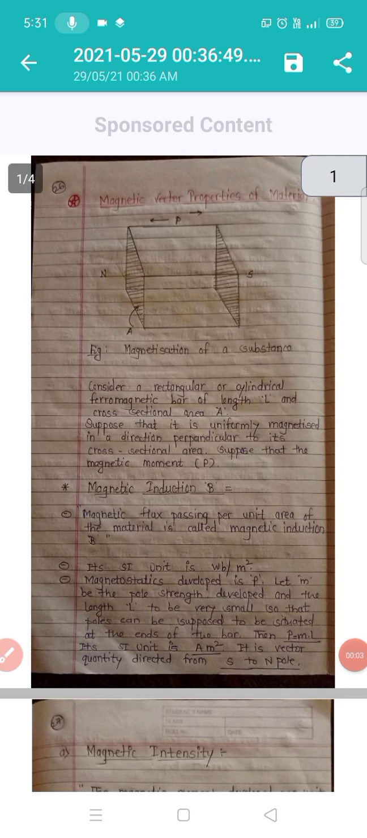Hello everyone. In this class we are going to learn the magnetic properties of the materials.